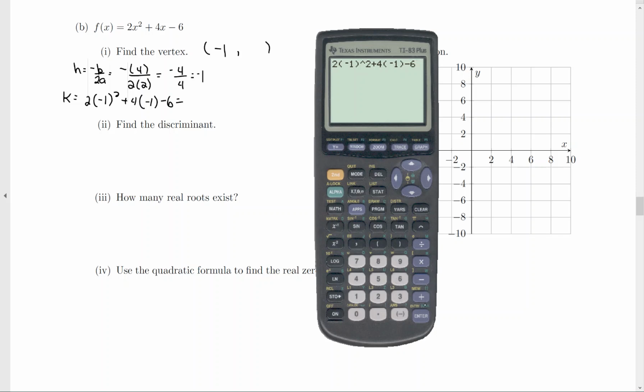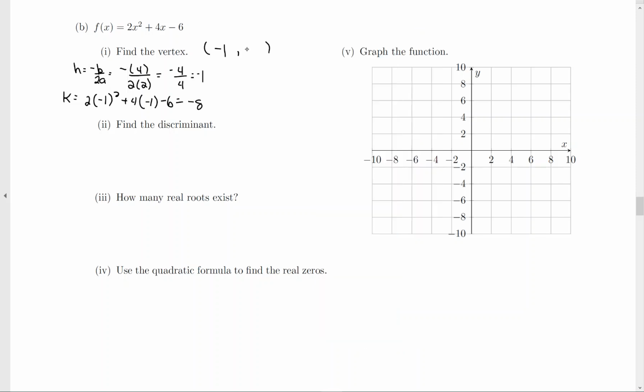All right. Looks like we got all our signs in. We hit the enter button. We see negative 8. So our vertex is at negative 1, negative 8. So I'm going to estimate it and put it on the graph there. Go to the left, negative 1, go down to the number negative 8.